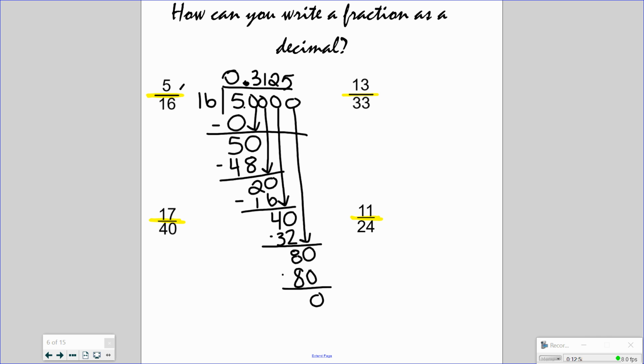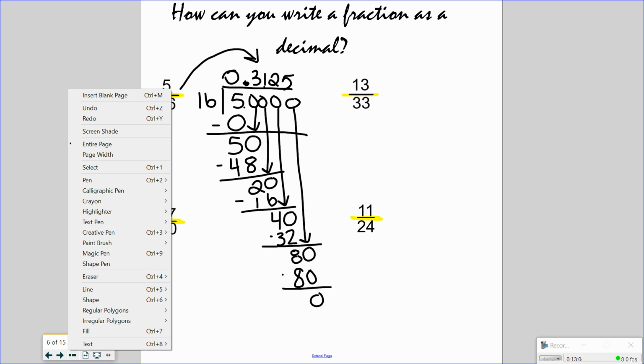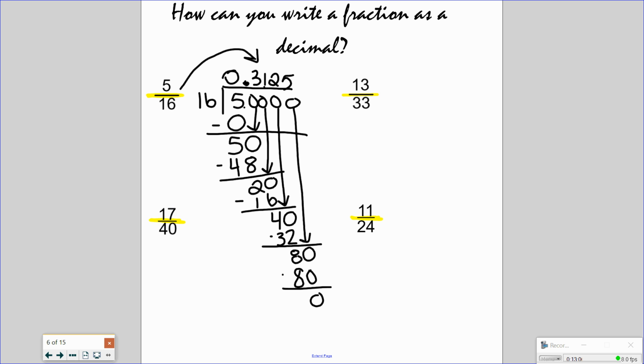So 5/16 as a decimal is 0.3125, or if we're going to read it based on its place value, tenths, hundredths, thousandths, ten-thousandths. So it would be 3,125 ten-thousandths. Yeah, I know. I'm super extra right there on that one.